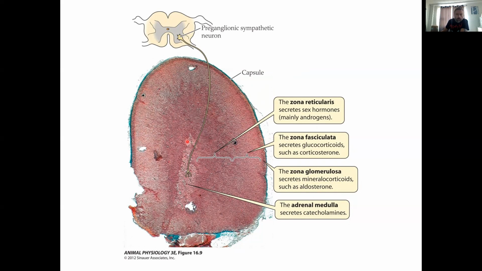The middle part here, the medulla, which is actually a displaced ganglion. It's actually neural tissue. So it's very much like the pituitary in that we have both epithelial and neural tissue here. But the adrenal medulla here, this is going to secrete catecholamines, so some of our amino acid hormones we've talked about before.